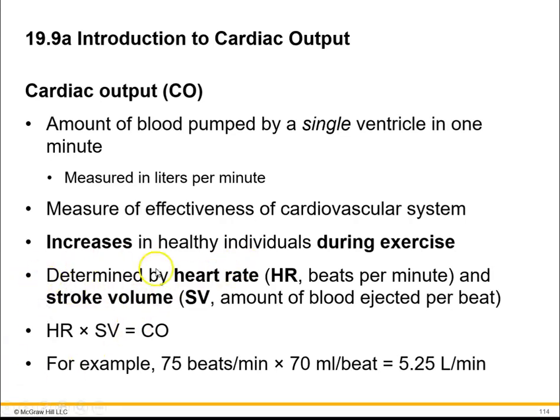Cardiac output is determined by the heart rate in beats per minute and the stroke volume, which remember is the amount of blood that's ejected per heartbeat. So here's your formula: heart rate times stroke volume equals cardiac output. And you just plug the numbers in. So 75 beats per minute times 70 milliliters per beat comes to 5.25 liters per minute.